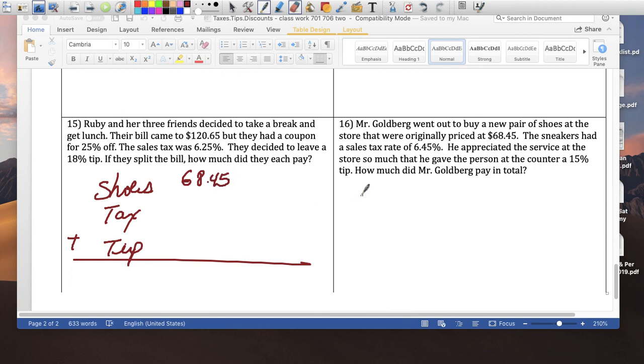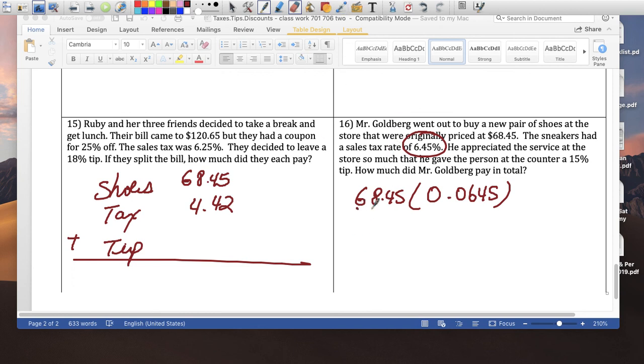Well, let's find the tax on that. So you do 68.45 times, let's change this over here to decimal, 0.0645. And let's just multiply that. 68.45 times 0.0645 is going to give us that the tax is going to be $4.42. Yeah. Now we got to give him a tip, or Mr. Goldberg's going to give him a tip.